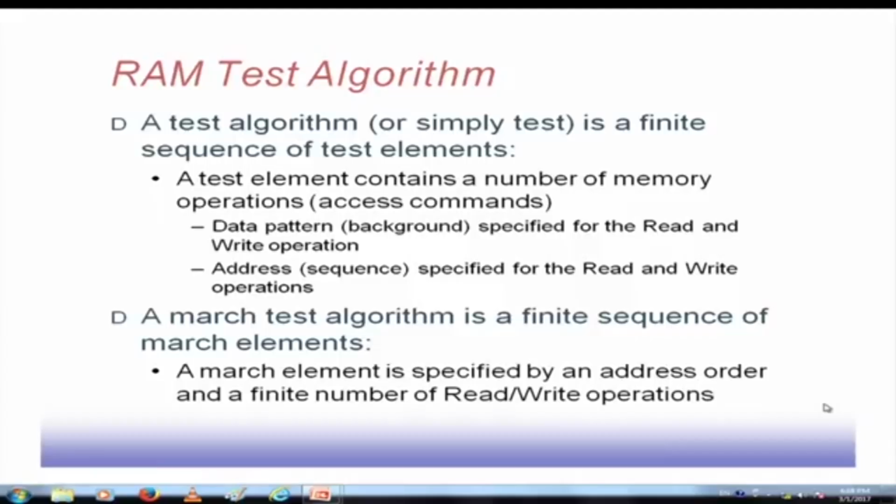And similarly, if we want to modify one location, it should not be the case that some other location also gets modified due to that writing. So, basically we need to do some read write operation over the memory cells to check whether the memory cells are working properly or not. So, when we talk about a RAM test algorithm, that is basically talking about a sequence of test elements or a sequence of patterns to be applied for testing the particular memory.